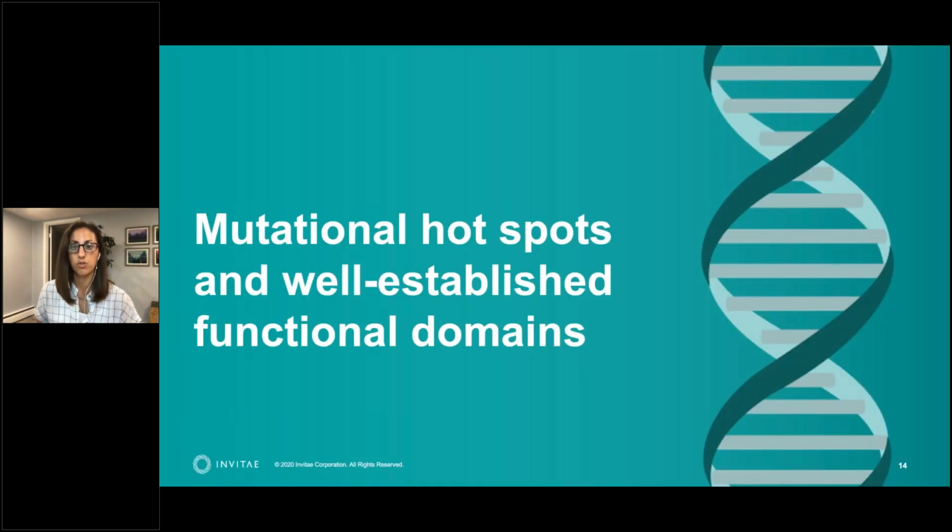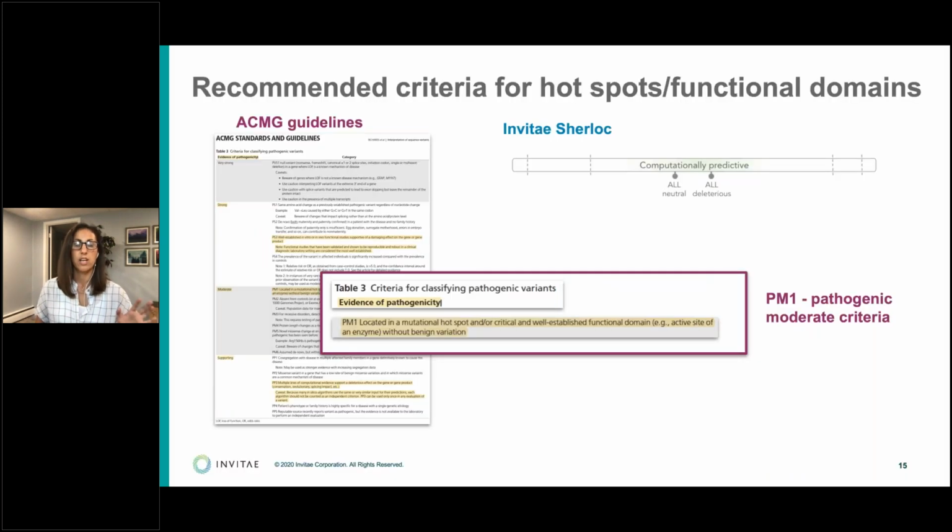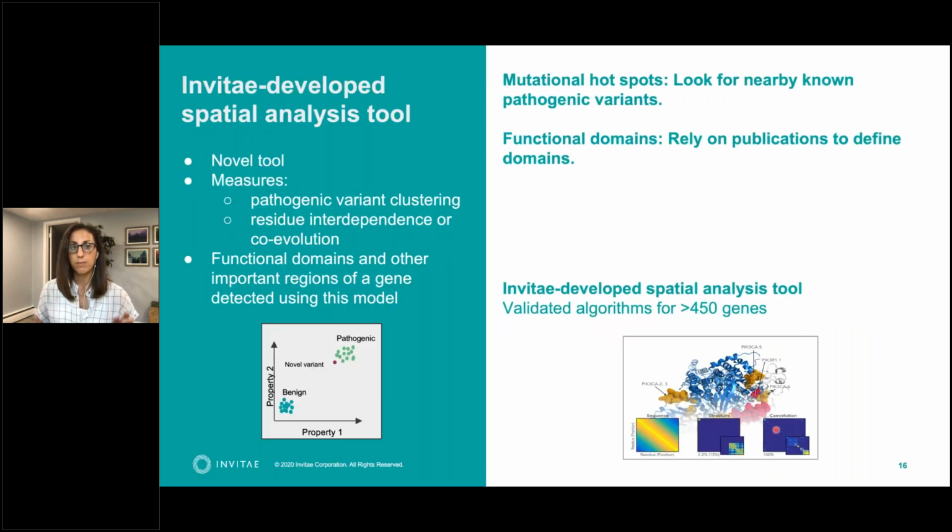Now I'm going to discuss a tool that we created for addressing hotspots, functional domains, and other important regions of a protein. So the ACMG guidelines have designated PM1, which is a moderate pathogenic criteria for variants identified in mutational hotspots or well-established functional domains. We've developed a novel tool that we call our spatial analysis tool, which can identify mutational hotspots, functional domains, and even more subtle pathogenic regions of the gene.